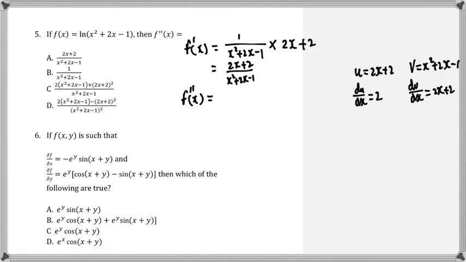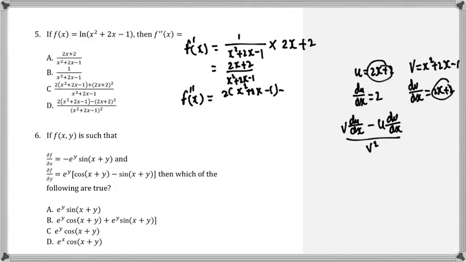So now we just have to remember that quotient rule. You all should remember it. It's v times du on dx minus u times dv on dx, all on v squared. So you'll get 2 times (x squared plus 2x minus 1), minus this by this, which is basically the same two terms, so we could square them one time, all on v squared, which is (x squared plus 2x minus 1) all squared.